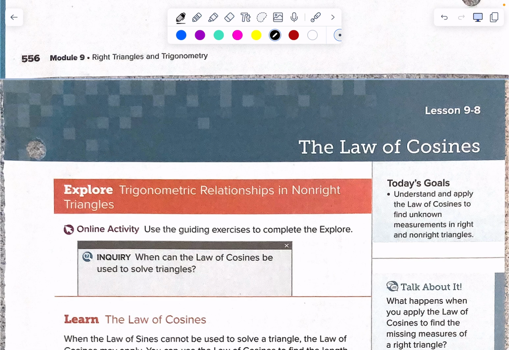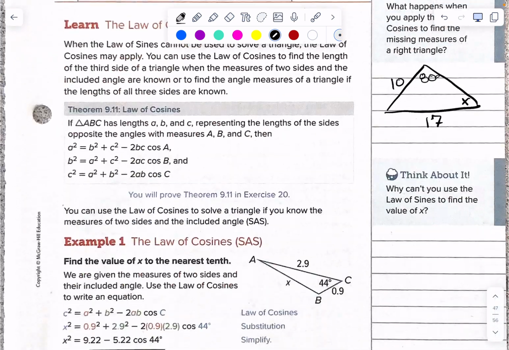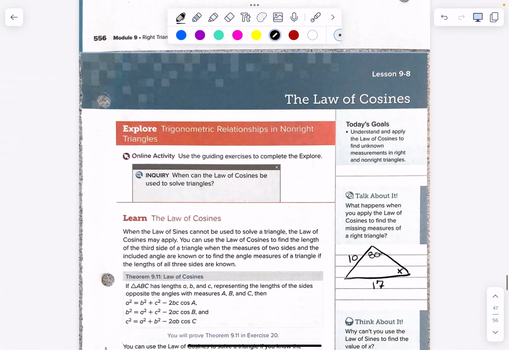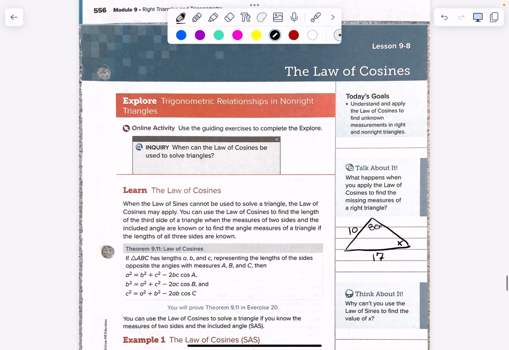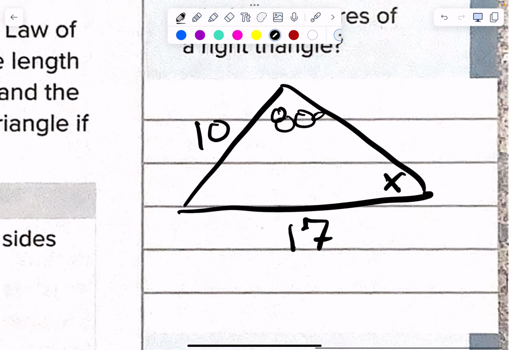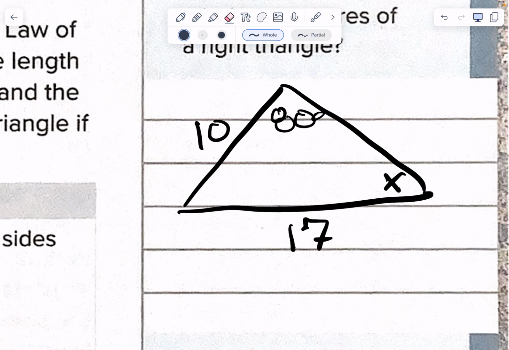Here we go. In the middle of the page, for the law of cosines, there's this little blip of area to the right. Draw that. That's 80 degrees, by the way. Draw this little diagram. 80 degrees, X, 10, 17. There you go. Draw him off to the corner.